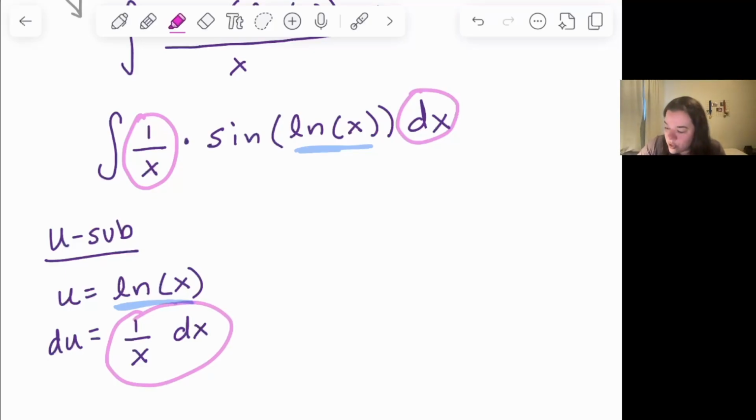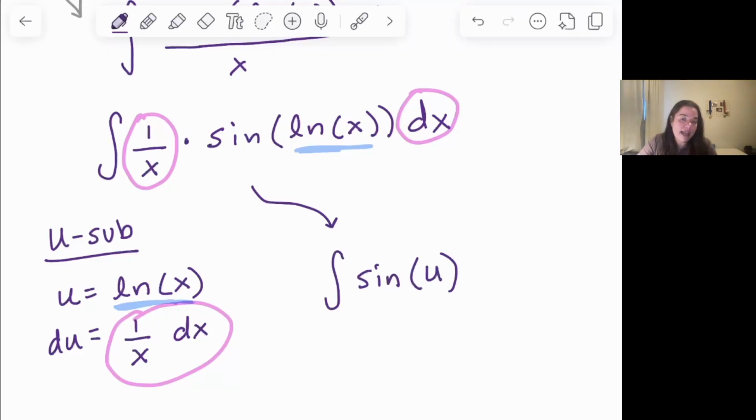I can substitute everybody in to my substitution step. So my substitution step will look like the sine of u, right? The u replaced the natural log of x. And then 1 over x dx, I didn't require any fancy footwork or moving around in my scratch work. 1 over x dx is just straight up equal to du. So there it is. This is the substitution step.